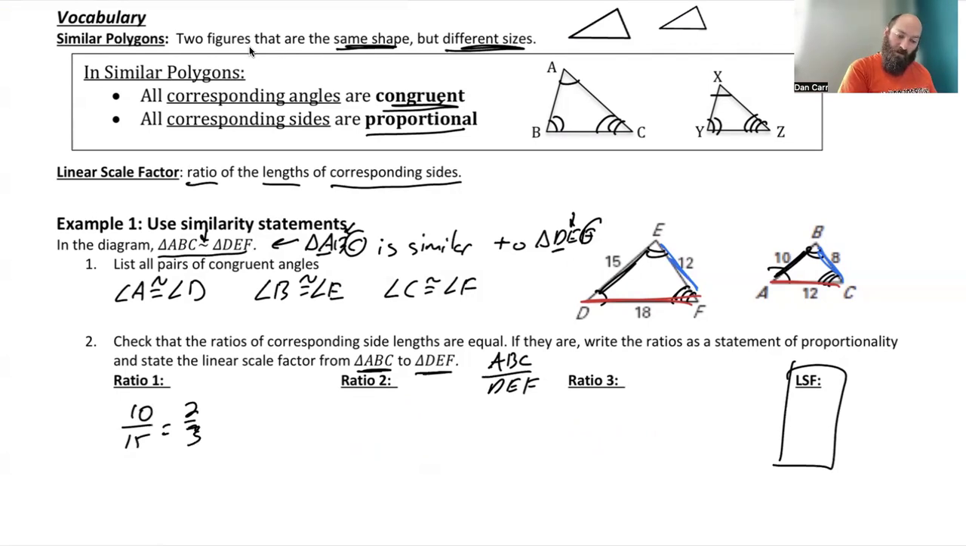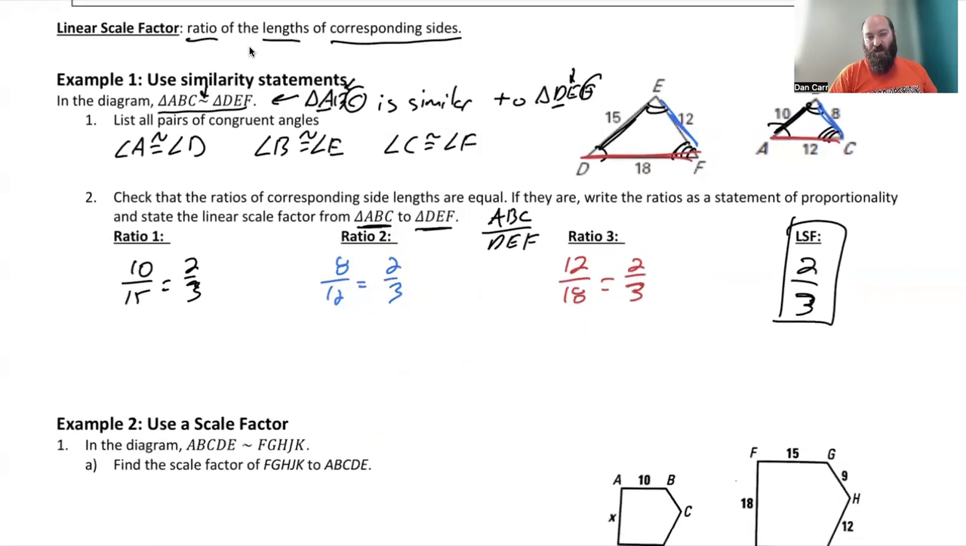And then it was 8 over 12, which is also 2/3. And then it was 12 over 18, which reduces to 2/3. So my linear scale factor in this case is 2 over 3. If I switch that, if I instead said DEF to ABC, I'll put DEF on top and then everything flips. It's the same thing. So the work we already did on that one was the opposite version of that.